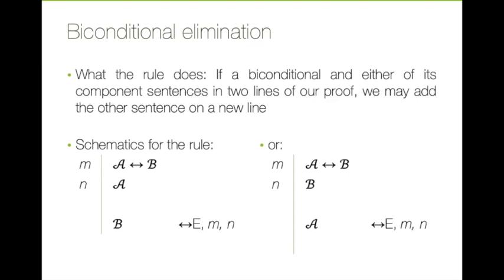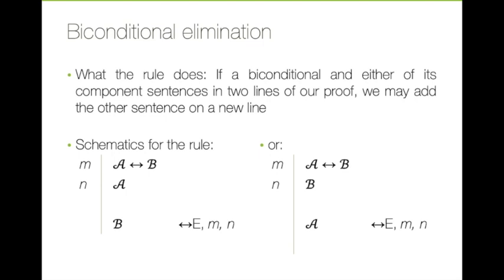So here we don't have a particular example, but we have the two separate schematics for biconditional elimination. The left schematic is one where we assume the left side of the biconditional A, and in the right schematic, we assume the right side of the biconditional B. The rule for biconditional elimination allows you to introduce the other side of the biconditional on a new line. And then you justify it as usual with the abbreviated rule name, and then the lines on which the biconditional and the relevant component sentence appeared.